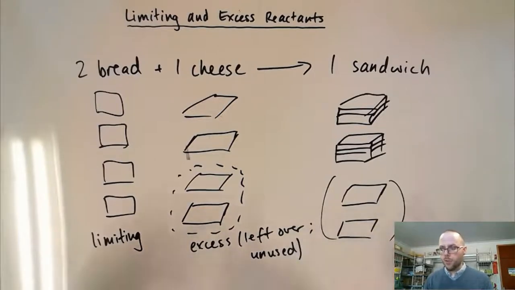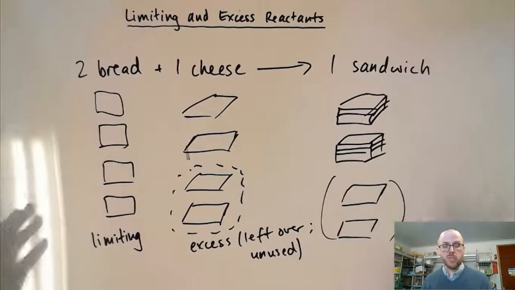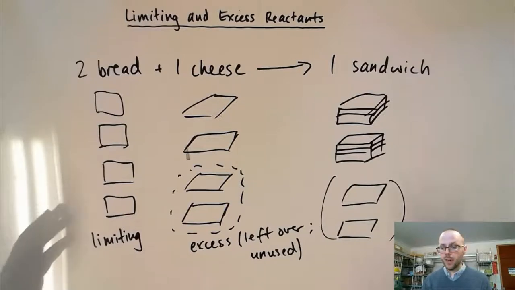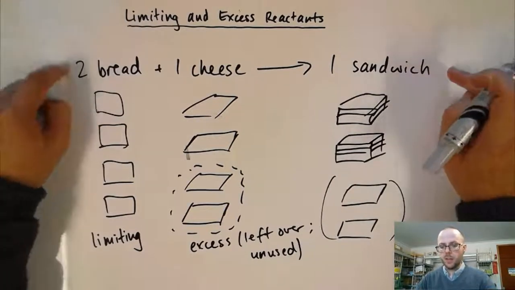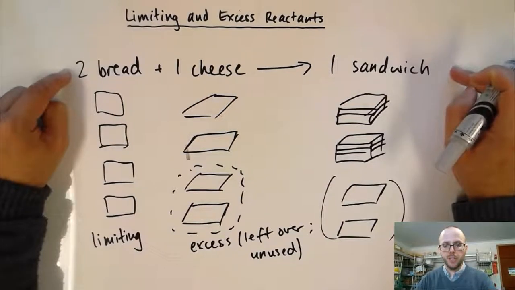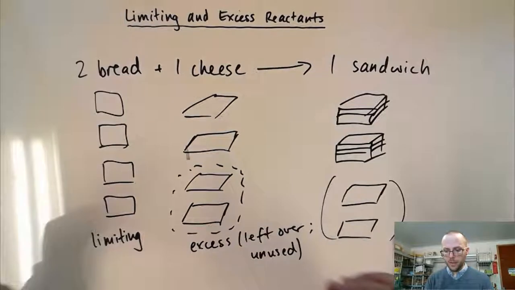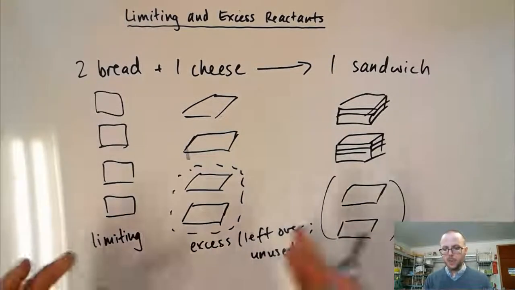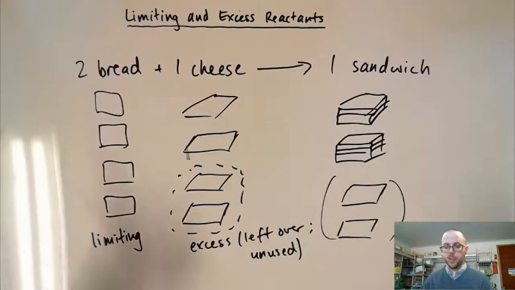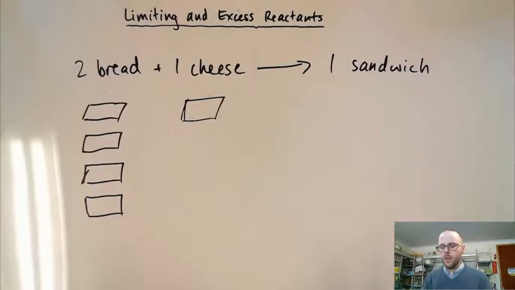Okay. Now, this is a reality of most chemical processes. The great thing is that we can use this concept to predict. So we can decide, for a certain amount of stuff that we have, how much product we are going to make. And I'm going to use this same quick analogy to show you that.